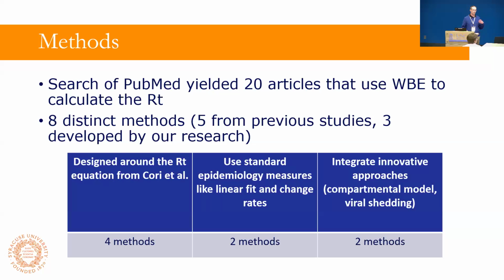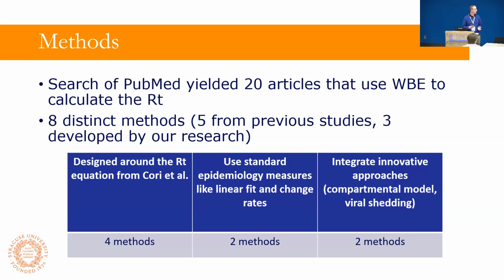And so as a team, we were like, well, we can come up with our own ways of doing this, or we can look at whether it's been done before or not. And we actually combined the 2 methods. We started with a literature search, and we found that there had been 20 articles published that were actually using wastewater epidemiology approaches to estimate the reproduction number. And across the studies, plus the ones that we came up with, we had 8 distinct methods.